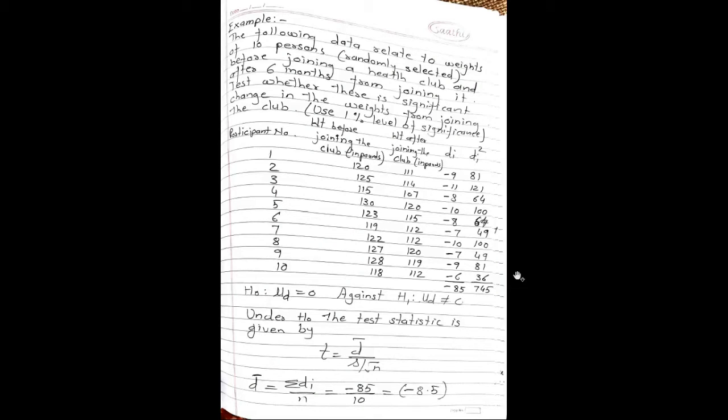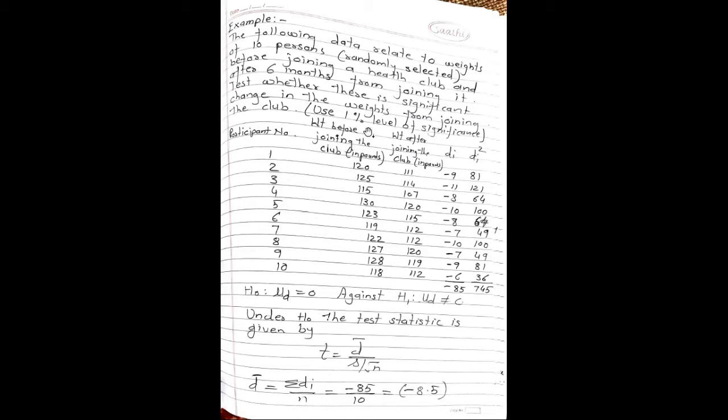See the first example. The following data relate to weights of 10 persons randomly selected before joining a health club and after 6 months from joining it. Test whether there is significant change in the weights from joining the club. Use 1% level of significance. So they have given us participant number, weight before joining the club in pounds and weight after joining the club in pounds. So participant number 1, weight before joining the club is 120.